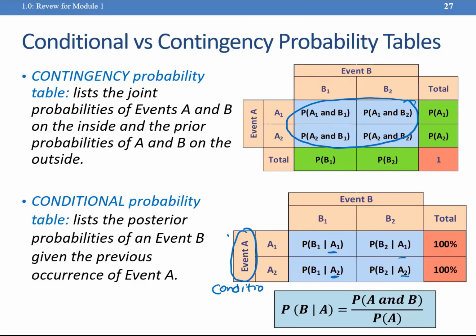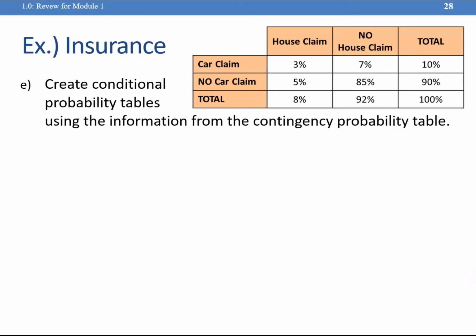So the total for each condition of A totals up to 100%, because we're looking at a subset of A1, one row. It's its own subset. Each row is its own subset that you can almost examine independently. So using our contingency table here, we're going to create a conditional probability table.